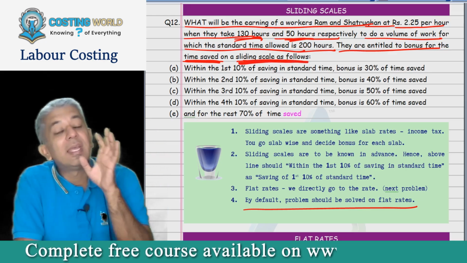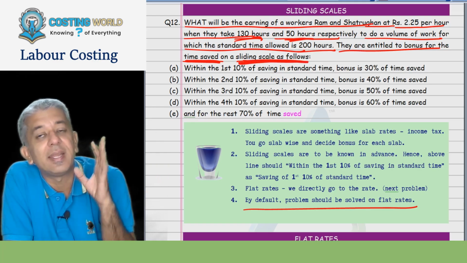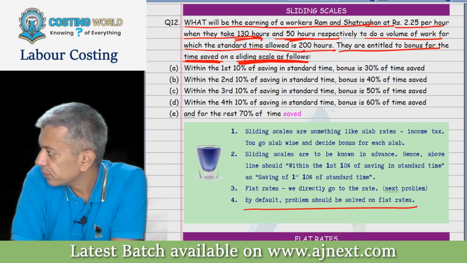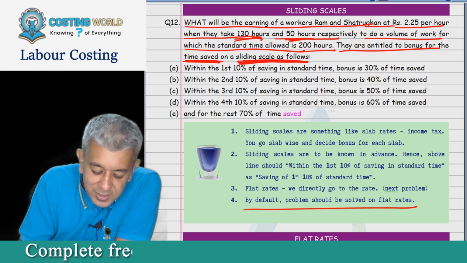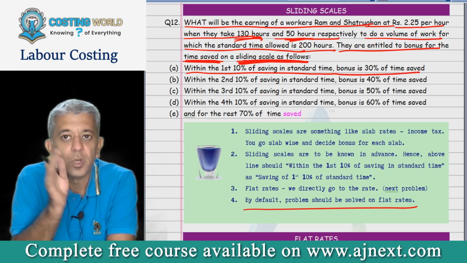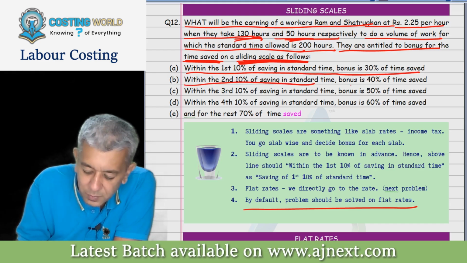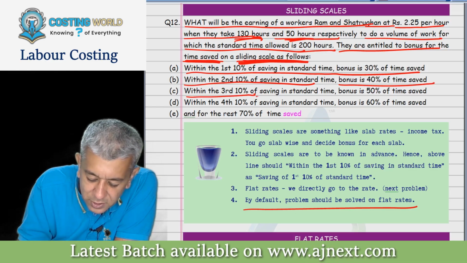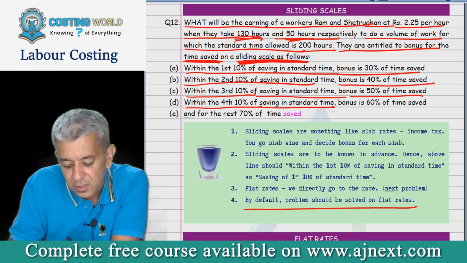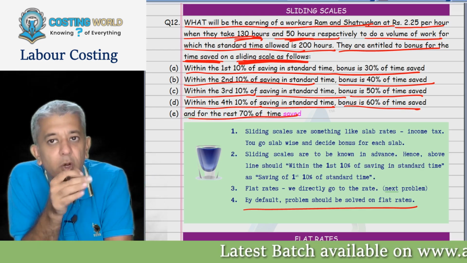So, in this particular question, it is written that you have to be applying which particular rates over here? Sliding scale. So, please apply sliding scales, because it is told in the question. Now, what are the sliding scales? Within the first 10% of saving in standard time, the bonus is 30% of time saved. Within the second 10% of saving in standard time, bonus is 40%. Within the third 10%, bonus is 50%. Within the fourth 10%, the bonus is 60%. And for the rest, it is 70% of time saved.